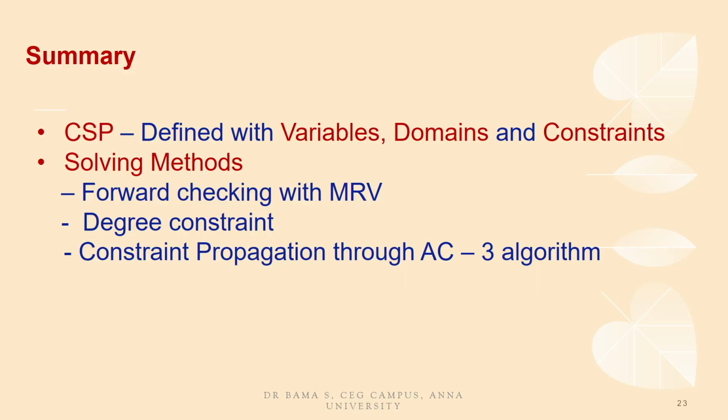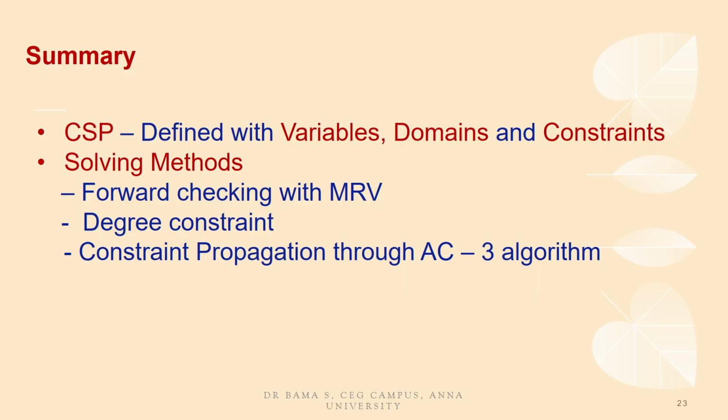Now, as a summary of this module, we have seen the CSP overview that was defined with variables, domains and constraints. If we take the example of the Australian map, the variables are the regions, or in the case of the puzzle, it can be some kind of variables there also, and the values assigned from the domain to the variables should be such that the constraints are satisfied.